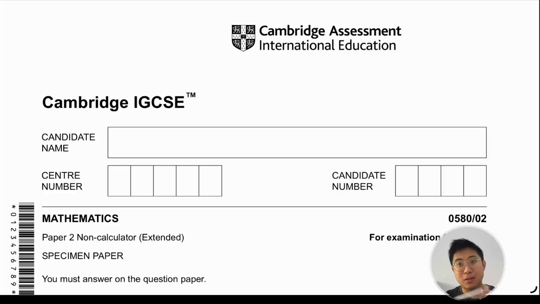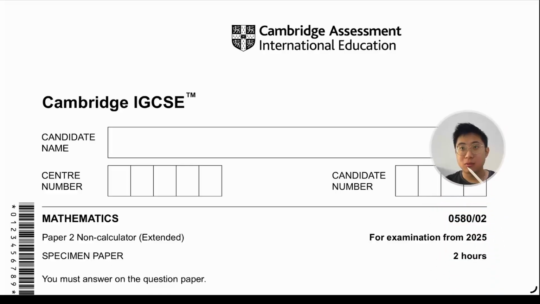Today we're going to attempt the 2025. Let me just move this away. Here you go. You can see down here, the 2025 exam from Cambridge, the new Specimen paper, the non-calculator edition. So we're going to figure out how we can answer all of these within 2 hours without a calculator.